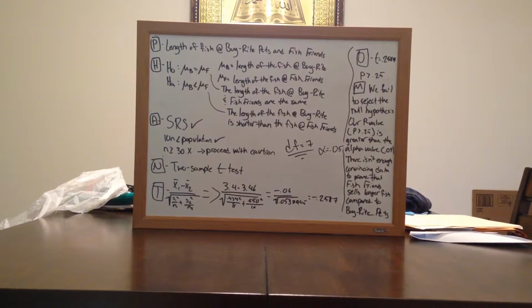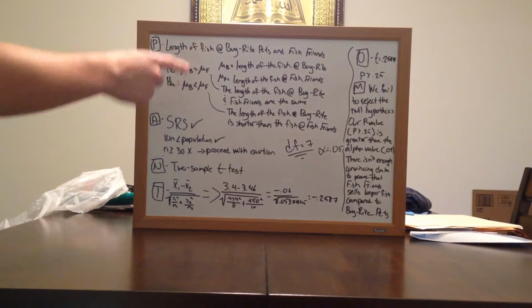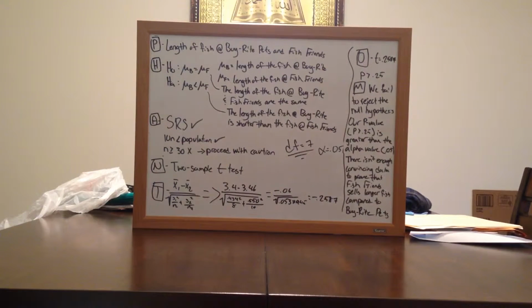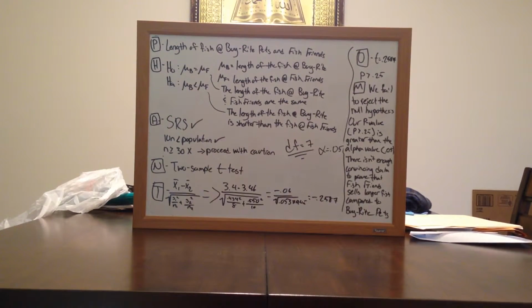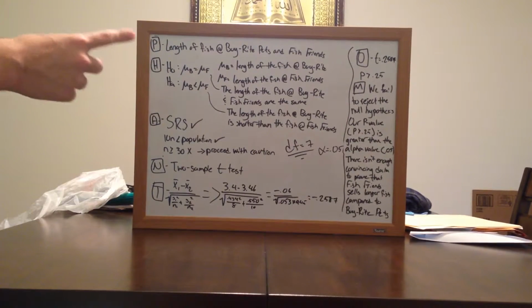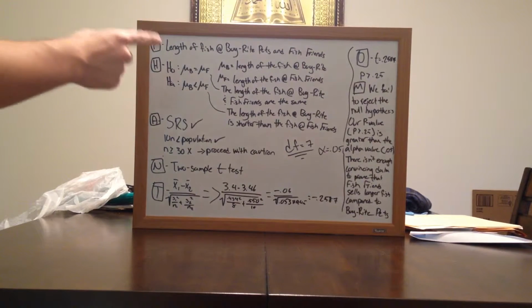So we can set up our hypothesis. I used the mean of B and mean of F. So the mean of B means the length of fish at Buy Right, and mean F means the length of fish at Fish Friends. My null hypothesis was that the mean of fish at Buy Right is equal to the mean of fish from Fish Friends. This means that the length of the two are equal, that there is no difference. My alternative hypothesis, however, states that the mean length of the fish at Buy Right is less than the mean length of the fish at Fish Friends.